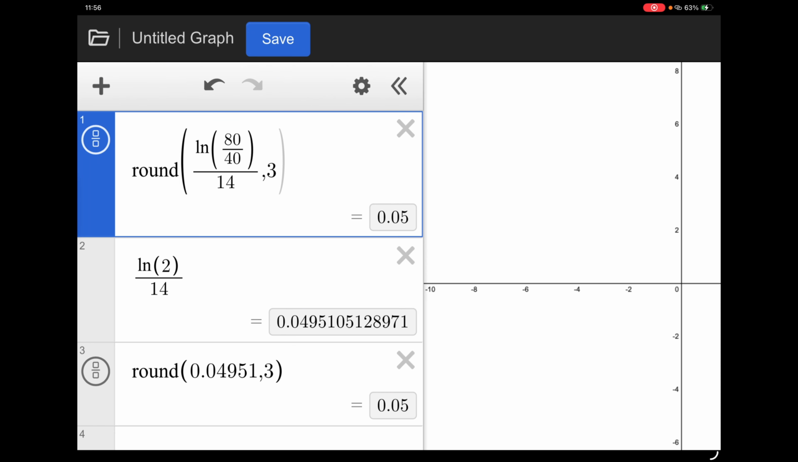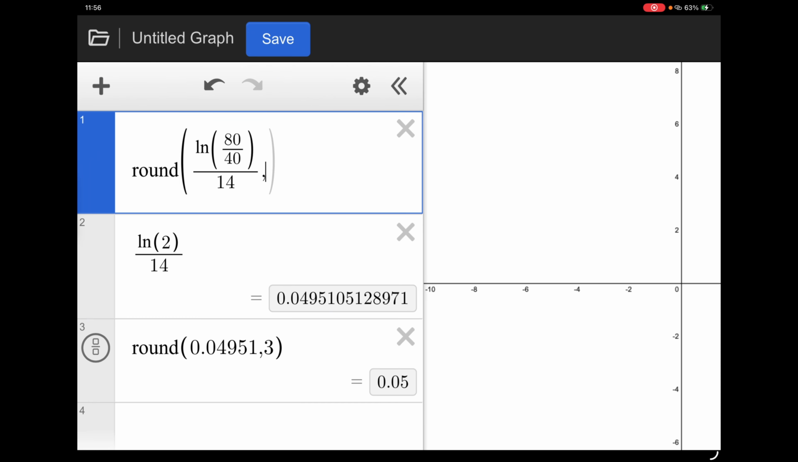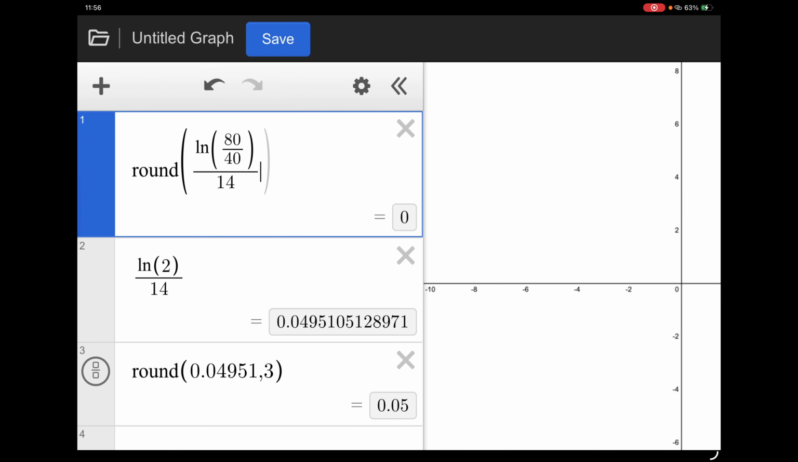Now if you don't put the comma after you type in the command, by default it rounds to 0 decimal places. So you get 0 because the first number in this decimal is 0. So no decimal values are going to be shown.